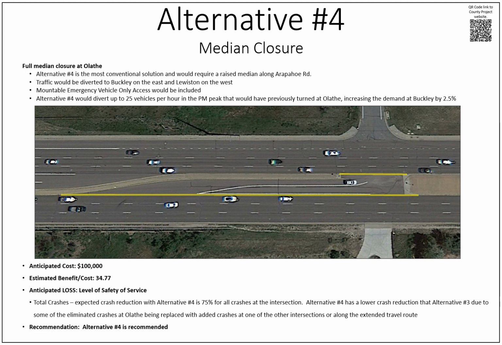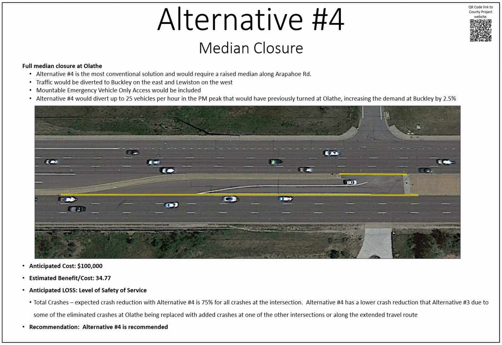The final alternative analyzed, Alternative 4, would provide a full median closure at the intersection of Arapahoe and Olathe. Traffic would be diverted to Buckley on the east and Lewiston on the west. A mountable emergency vehicle only access would be included in the design. This alternative would divert up to 25 vehicles per hour in the PM peak that would have previously turned at Olathe, increasing the demand at Buckley by about 2.5%.